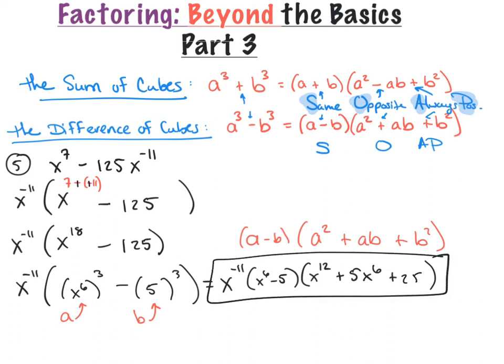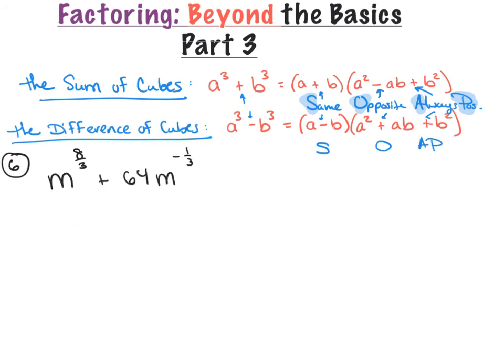So our answer is x to the negative 11 times x to the 6 minus 5 times the quantity x to the 12 plus 5x to the 6 plus 25. Okay, let's do a couple more.